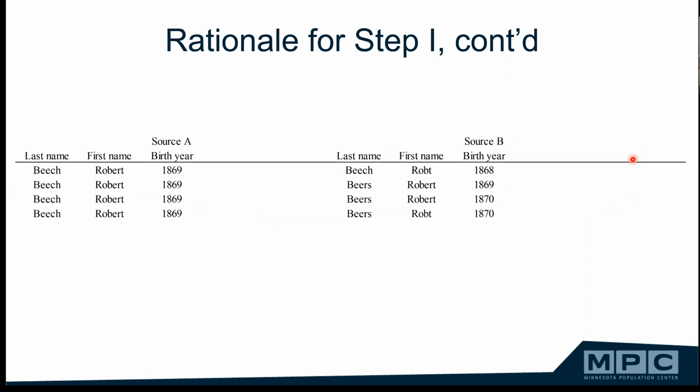Another example is this. If you've heard a version of this presentation before, this will be a familiar example. Otherwise, this is a very typical example, which I think illustrates this so well. Here you have the individual that we're trying to link: a Robert Beach, born in 1869. These are the four best potential matches for this individual. We have a Robbed, which is obviously Robert Beach, born 1868. We have a Robert Beers, 1869, Robert Beers, 1870, and Robert Beers, 1870.